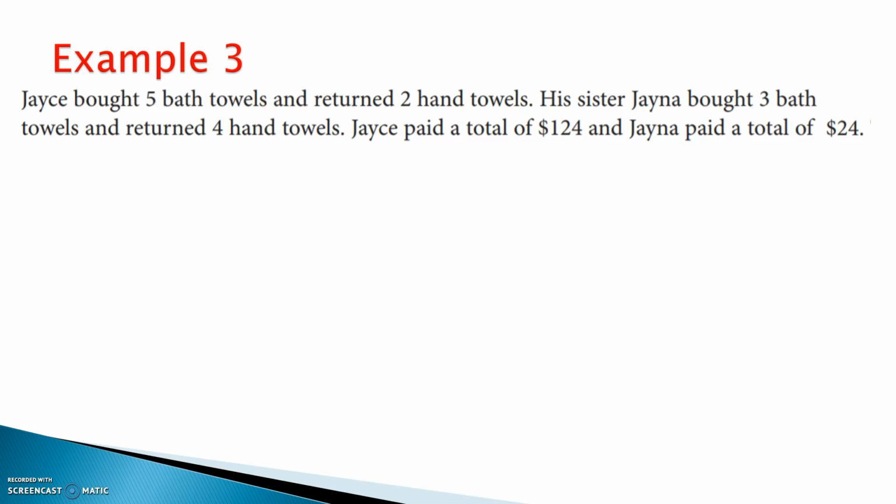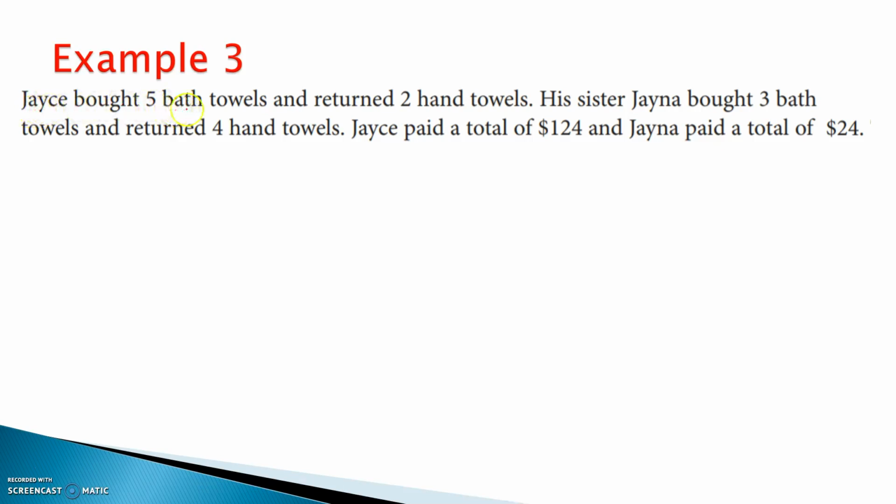Alright guys, so here is the last example that we were talking about. Again, what I want to do is write an equation. How do I know that I have a system? I'm taking a look at two different situations, Jace and Jaina. So what I want to do is write an equation for each individual person here. So let's start off with Jace.